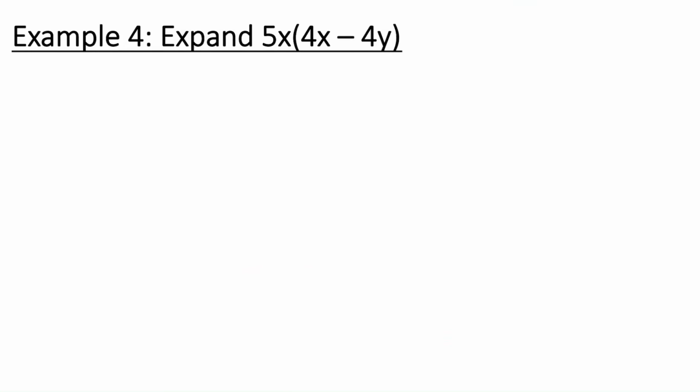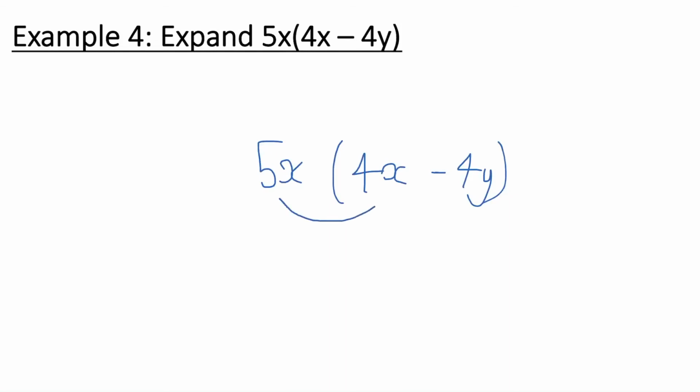Moving on to example 4 now, so we have 5x multiplied by 4x, take away 4y. This example I'm just going to purely use what we were just using in the final example at the end. So to expand brackets, we are multiplying whatever's on the outside of the bracket by everything inside of the bracket one by one. So we start off with 5x multiplied by 4x.